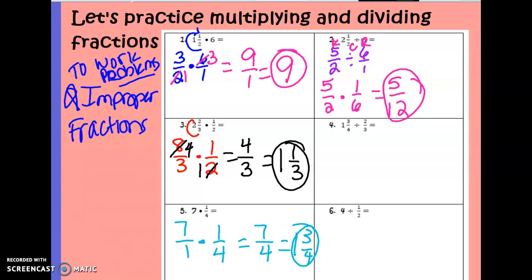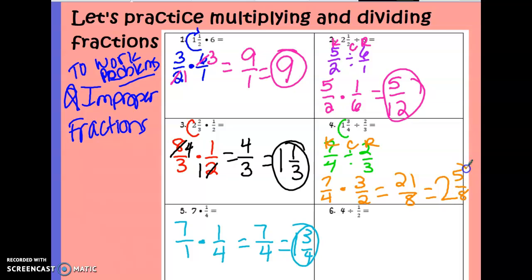Okay, here's our next one. Go ahead and convert. So 1 and 3/4 becomes 7 fourths, divided by 2/3. Again, we can't forget to keep, change, reciprocal. So 7/4 times 3 over 2. Then I'm just going to multiply. So I get 21 over 8. Simplifies, 2 times 8 is 16. So 5/8 left over.